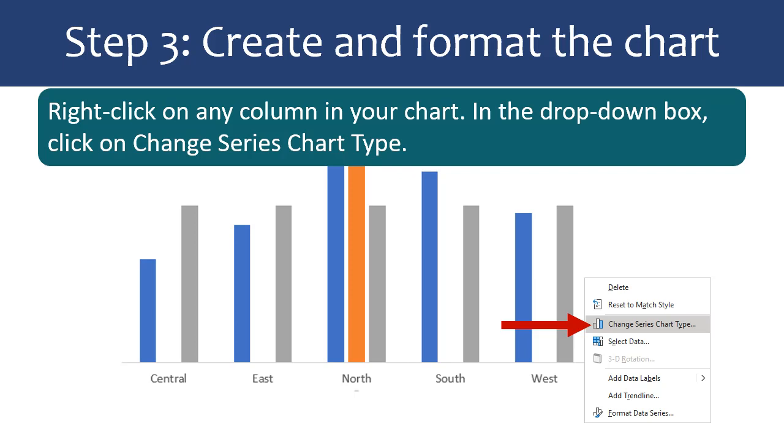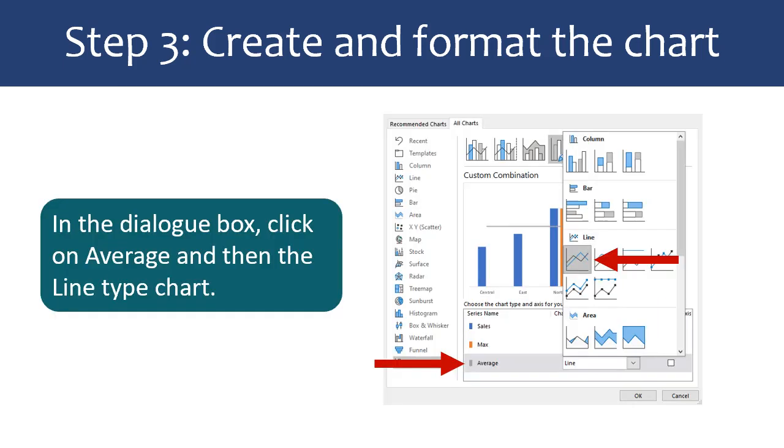Now we are going to be making our chart even easier to read by making an average line that runs through the bar chart. Right-click on any column in your chart. In the drop-down box, click on Change Series Chart Type. In the dialog box, click on Average and then the Line Type Chart.